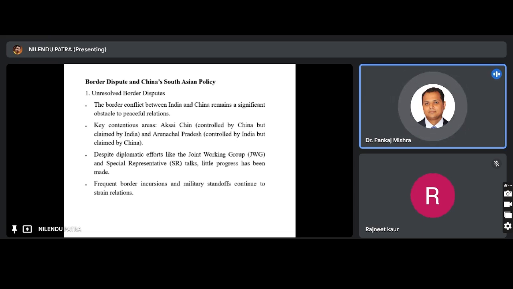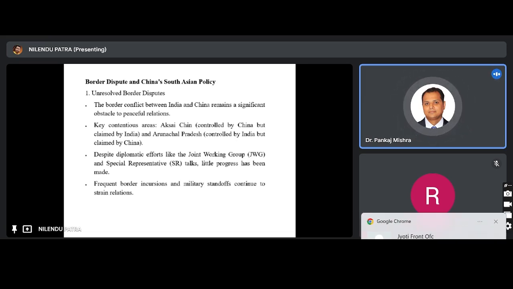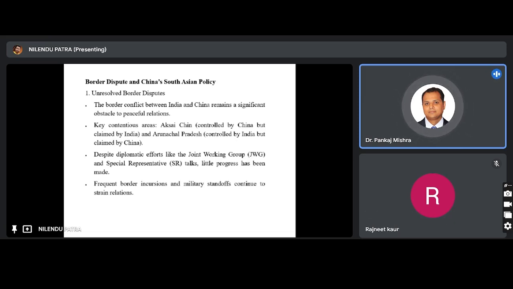India has lots of problems or disputes in terms of its border with China, and they are unresolved yet. Likewise, the key areas are Aksai Chin and Arunachal Pradesh, where Aksai Chin is controlled by China and China claims that it's not Indian territory, it's my territory. While Arunachal Pradesh is controlled by India, China claims that it is my area.